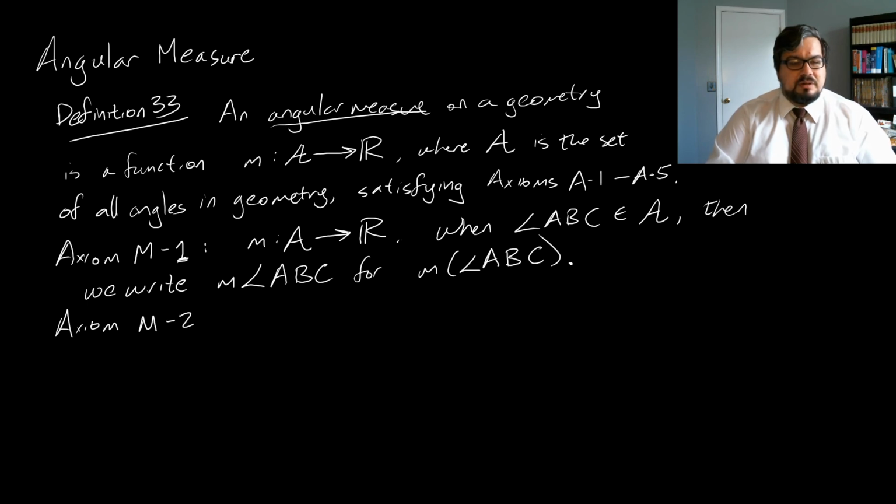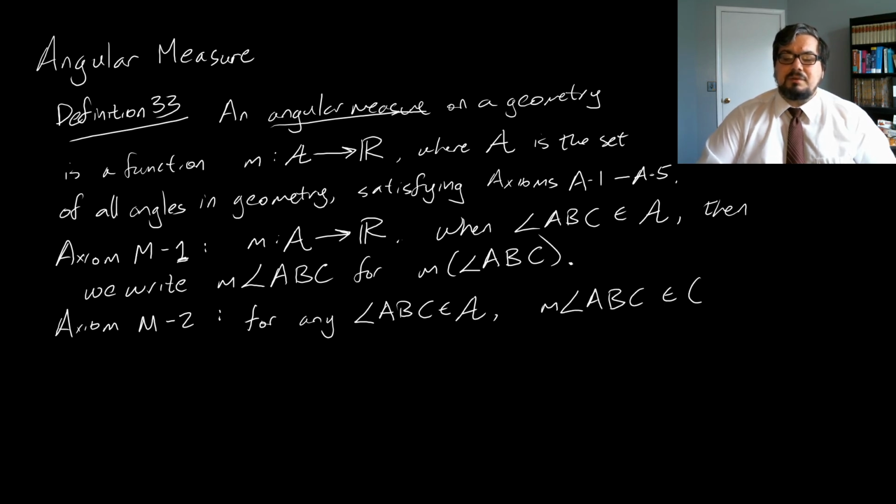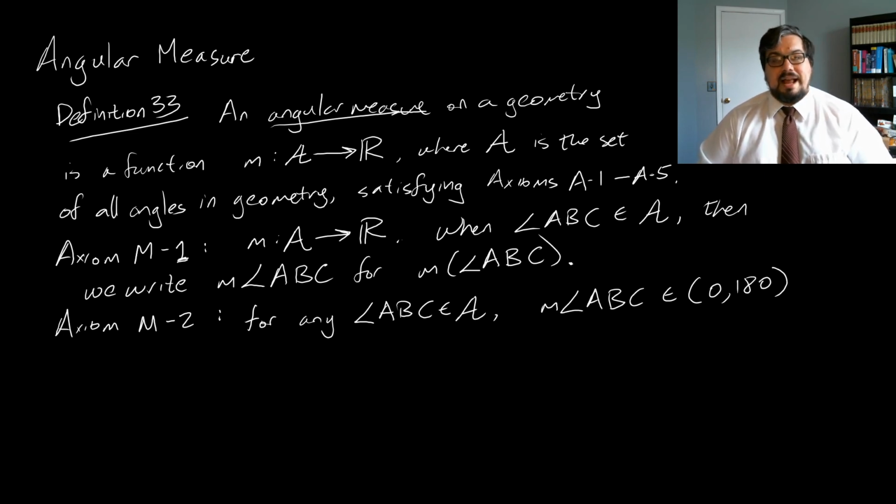Axiom M2 tells us what sort of numbers we can get out of this. So for any angle ABC in the set of all angles, the measure of angle ABC is a real number that is positive and is strictly less than 180. So we're taking our normal degree measure here. Also, our angles are always going to be measured basically in the shortest way possible.